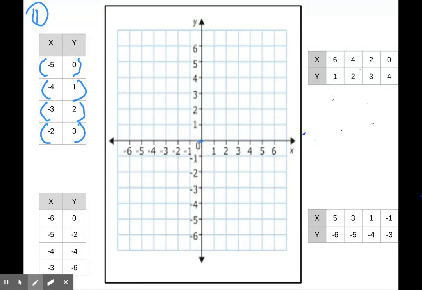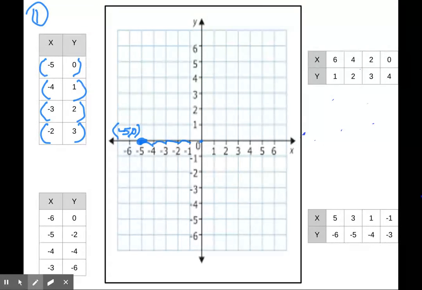All right, we always start at the origin, which is 0, 0. This first one says -5. So I'm on this number line, I'm going to go back -5: 1, 2, 3, 4, 5. And it's going absolutely nowhere. So the X is -5 and the Y is 0.